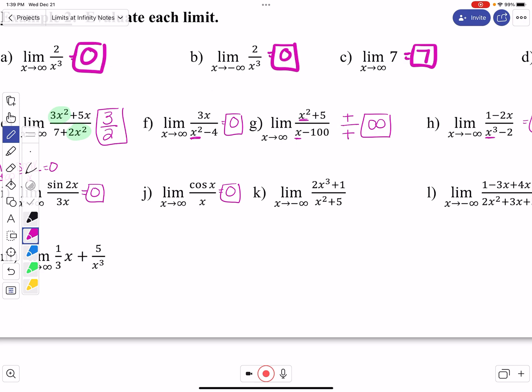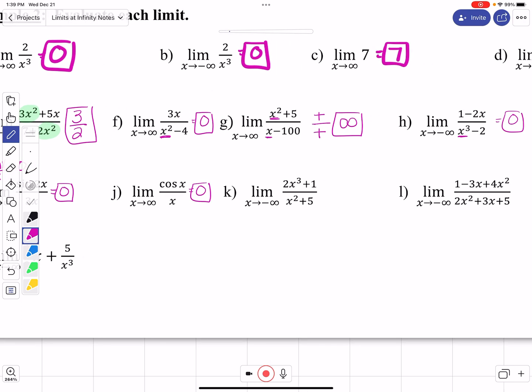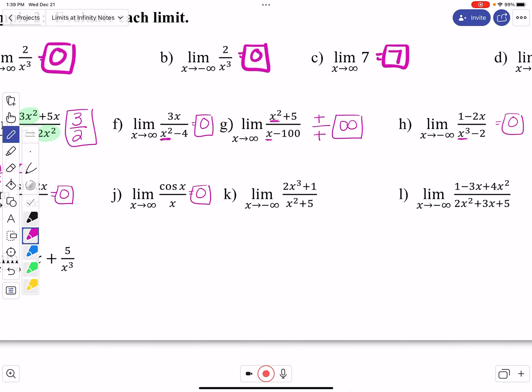Okay, so on K, x is approaching negative infinity. Our power on top is bigger. So again, we plug in negative infinity. If we cube a negative, it turns out to be negative because an odd power is negative. And on the bottom, if you square a negative, it's a positive. So negative divided by a positive is a negative. So this will be negative infinity, and that's all because of what our limit is approaching. That's why we're plugging in a negative here.